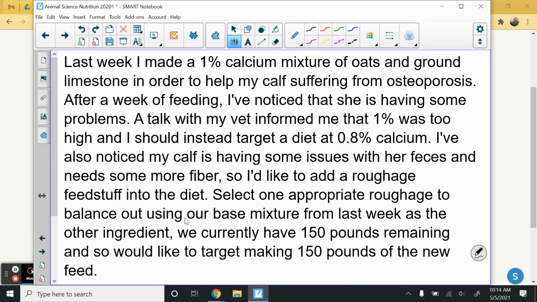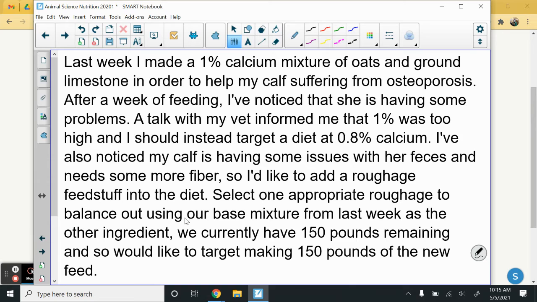I talked with my vet and they informed me that 1% was too high, and I should instead target a diet of 0.8% calcium. So essentially what I've done is I took a calf who was hypocalcemic, or had low calcium, and that was causing her to develop osteoporosis. And now I've made her hypercalcemic, and I've given her a calcium toxicity. So I need to adjust that feed down in order to correct that problem before it becomes a long-term health issue.